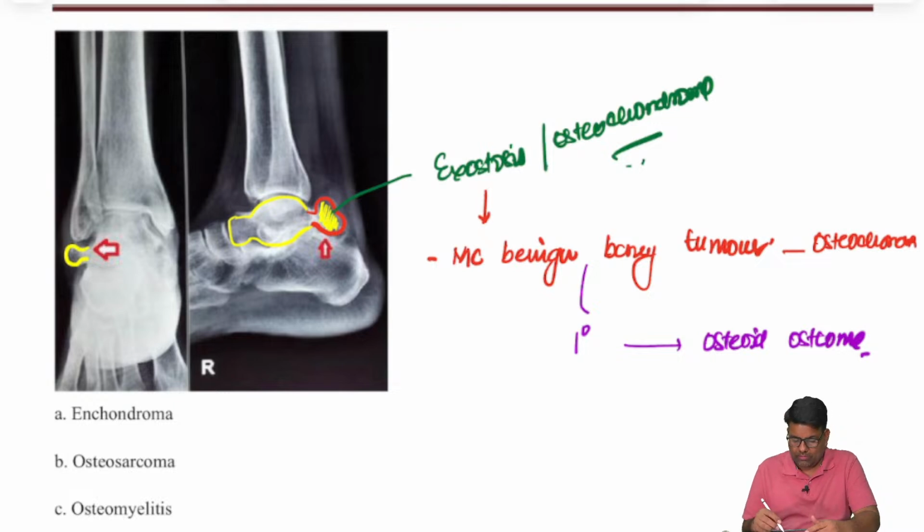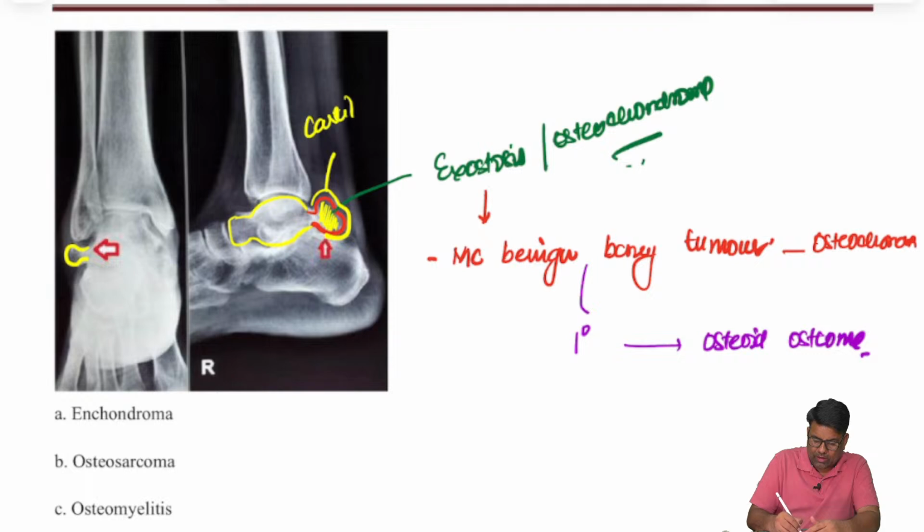The most common benign primary bony tumor is osteoid osteoma. If I remove the word primary from here, then it is osteochondroma. Why so? Because it has a cartilaginous cap, right? So there is a cartilaginous cap as well, and therefore you will find the word chondro here.